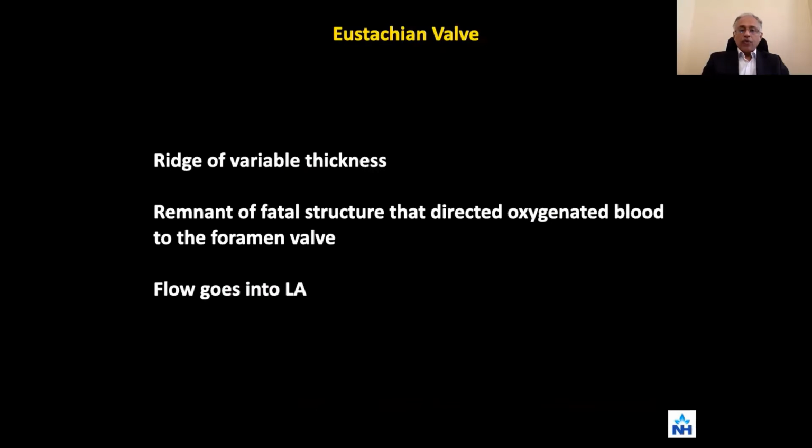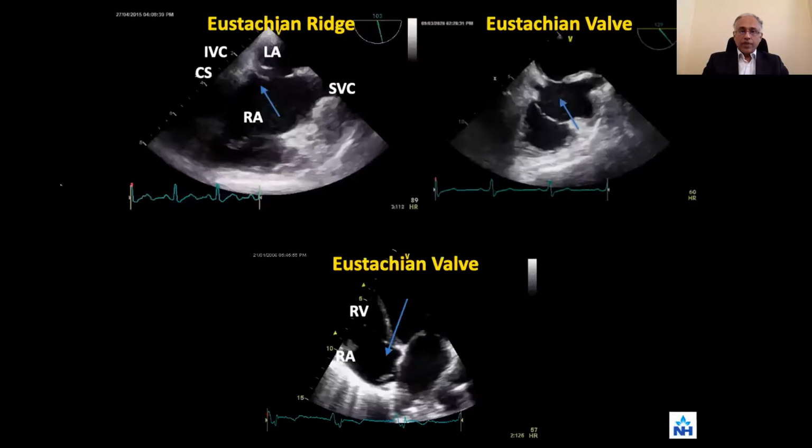How do we define the eustachian valve? It is a ridge of variable thickness. It is a remnant of the fetal structure, sorry about the spelling mistake, that directs oxygenated blood to the foramen ovale, and this flow goes into the LA; that is how it does its job in fetal life. Once you're born, the regression of this structure takes place and it is supposed to go away, but when it persists, that's when you call it the eustachian valve.